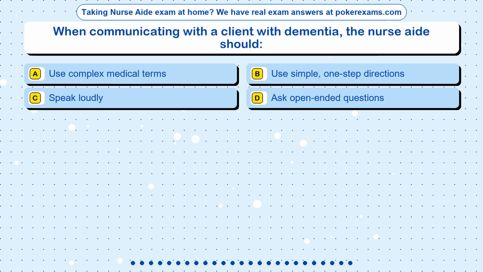Question 13. When communicating with a client with dementia, the nurse aide should: Option A. Use complex medical terms. Option B. Use simple, one-step directions. Option C. Speak loudly. Option D. Ask open-ended questions.